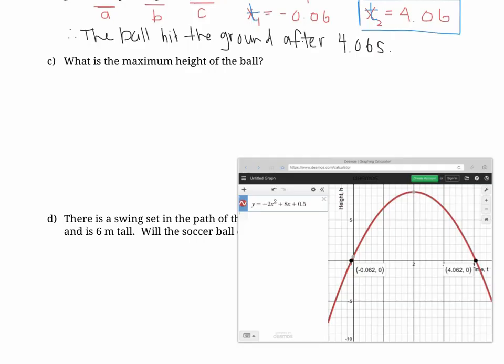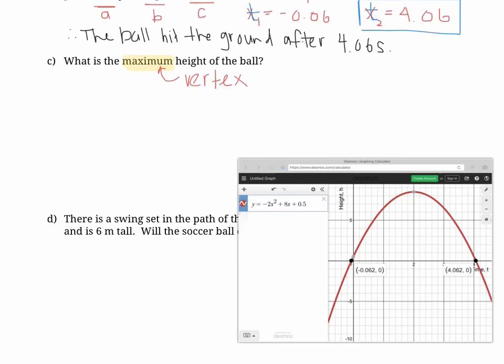Let's take a look at the next part. It says, what's the maximum height of the ball? Well, we know the word maximum must mean the vertex. That's going to be the highest point. So we're going to be looking for this point right here. So how do we find the vertex? Well, we know that we can just find the midpoint of the two zeros and then plug that midpoint in to find our y value.